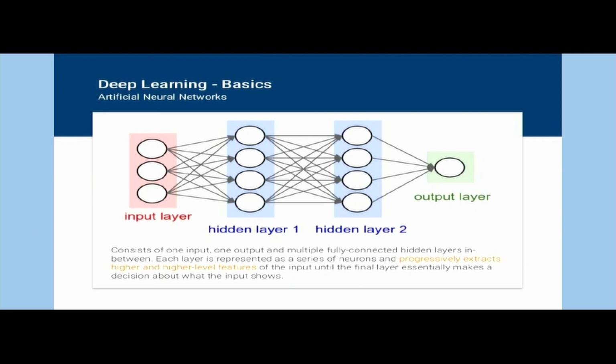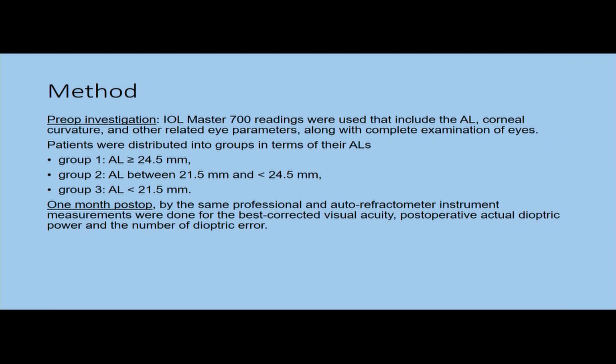We have come across deep learning very frequently in this artificial intelligence algorithm. Here all the data are input in the input layer, and after many hidden layers, after its processing and self-validation, we get the very correct output data. The preoperative investigation was done by IOL Master, and the patients are distributed in groups of axial length.